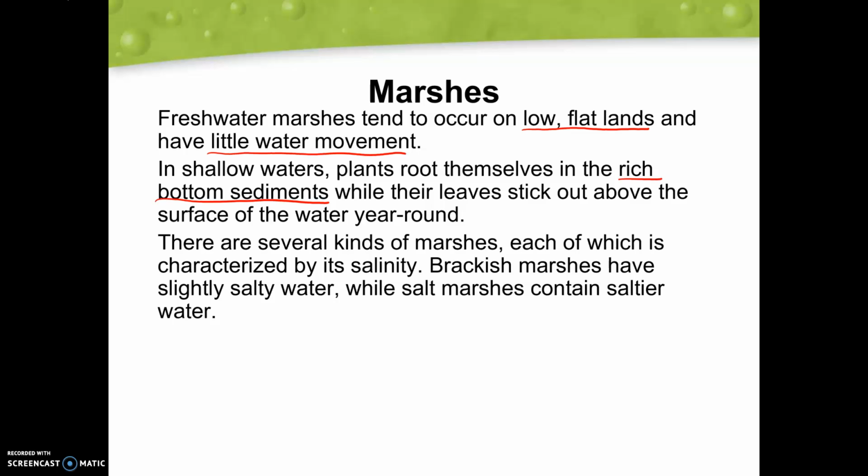So there are also several kinds, and these are going to be characterized by their salinity. So brackish marshes have slightly salty water, where salt marshes contain salty water. So those are the two different kinds that we're going to talk about, brackish and salt marshes. Brackish might be a new term for you guys. It just means a mix of salt and fresh water, but brackish marshes are going to have less salt than salt marshes.